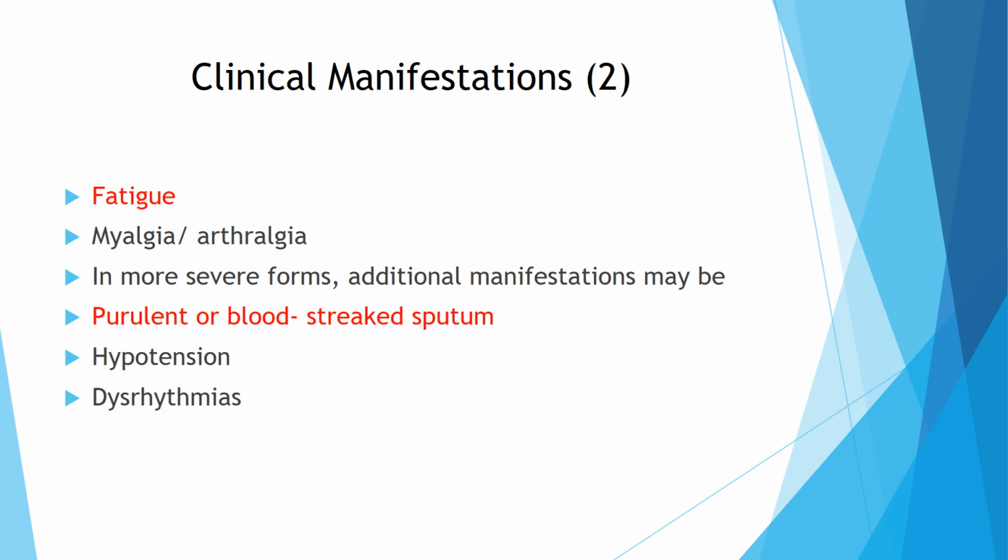They will have malaise. In more severe forms, some additional manifestations may be purulent or blood-streaked sputum, where that sputum is discolored, it's a yellow-green, or from coughing, it will be blood-streaked. Hypotension, and they may have a dysrhythmia.